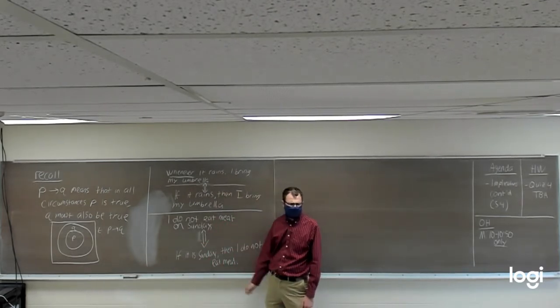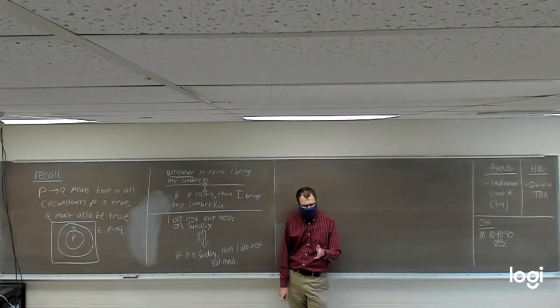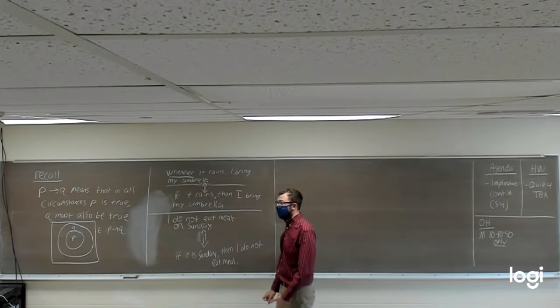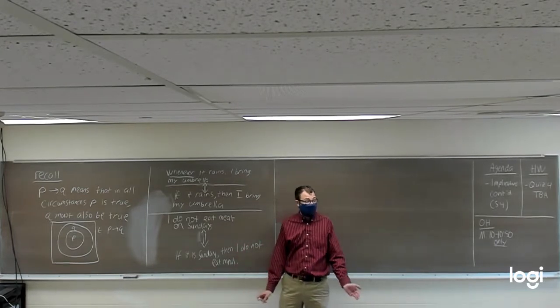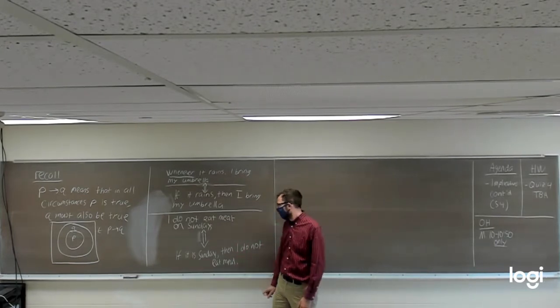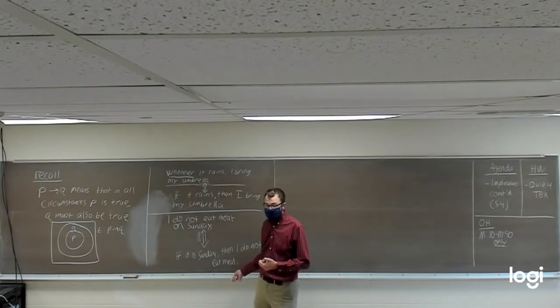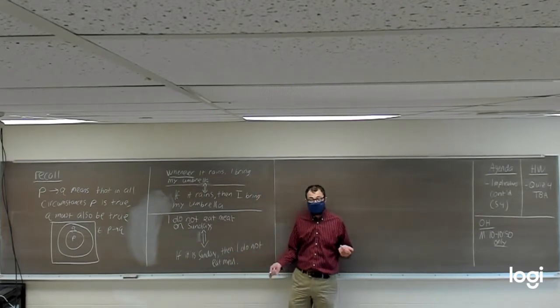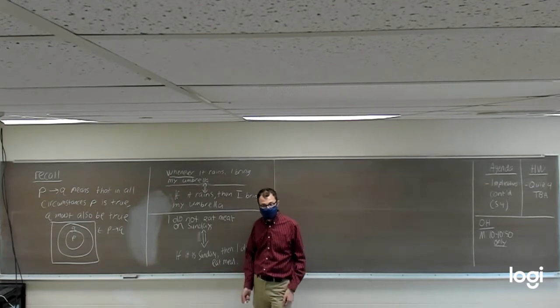What does this double arrow mean? It means the two statements are logically equivalent. Bingo. Mathematically, they're the same, even if they're worded a little bit differently. So if either one of these is true, the other has to be true. If either one is false, the other one has to be false.